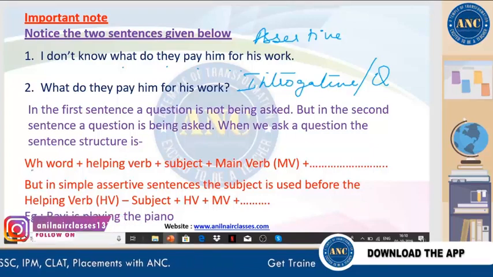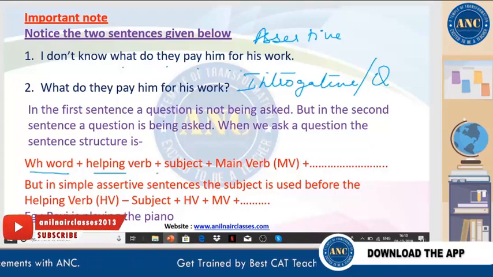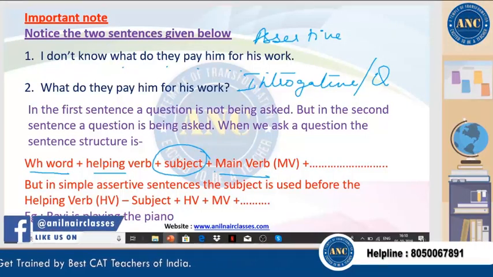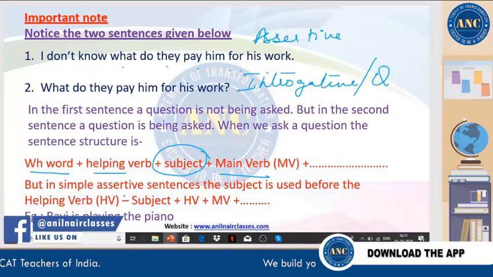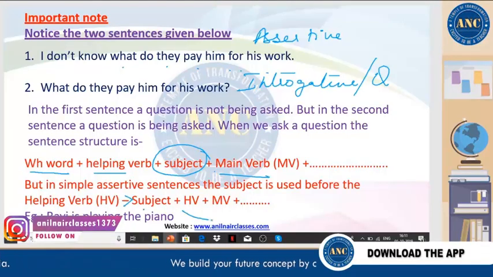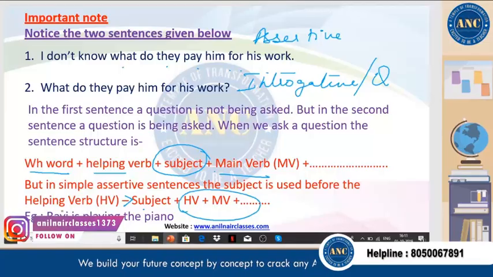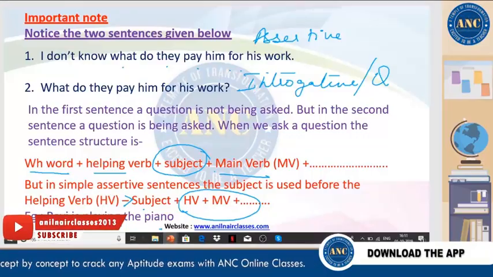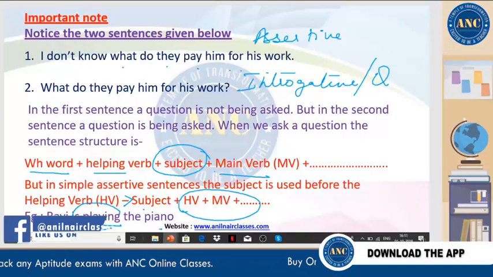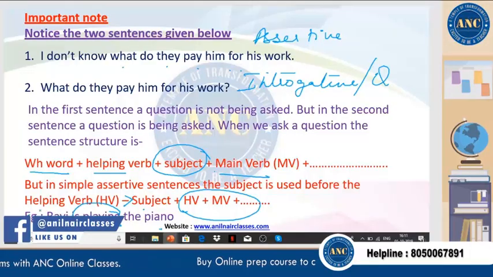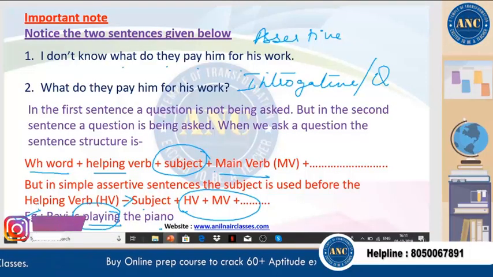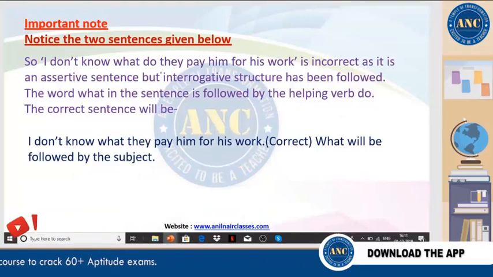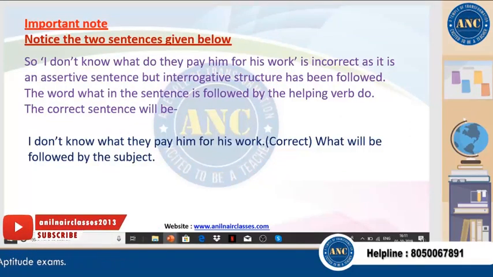So what's the structure? We have the WH word, then the helping verb, then the main verb. In between the helping verb and the main verb, we have the subject. But in a simple assertive sentence, the structure will be first the subject, and then the helping verb and the main verb will come together. Say like, Ravi is playing the piano. Is is the helping verb, playing is the main verb. They both come together, helping verb plus main verb, and the subject is Ravi. So this is the general structure, but that is not what has happened in these sentences. Now if you look at the first sentence, which says, I don't know what do they pay him for his work, it is incorrect.